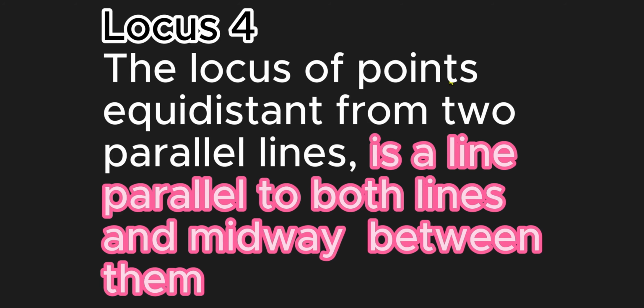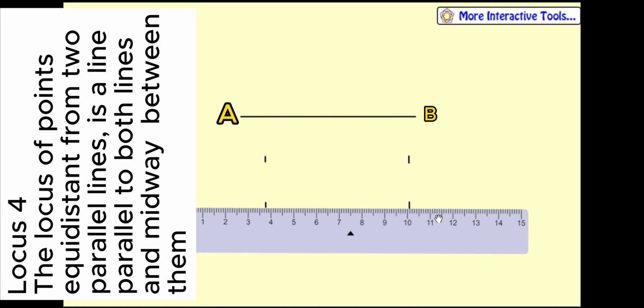Locus 4. The locus of points equidistant from two parallel lines is a line parallel to both lines and midway between them. Let's look at it here. We have a line AB. We also have another line CD. Both line AB and line CD are parallel.